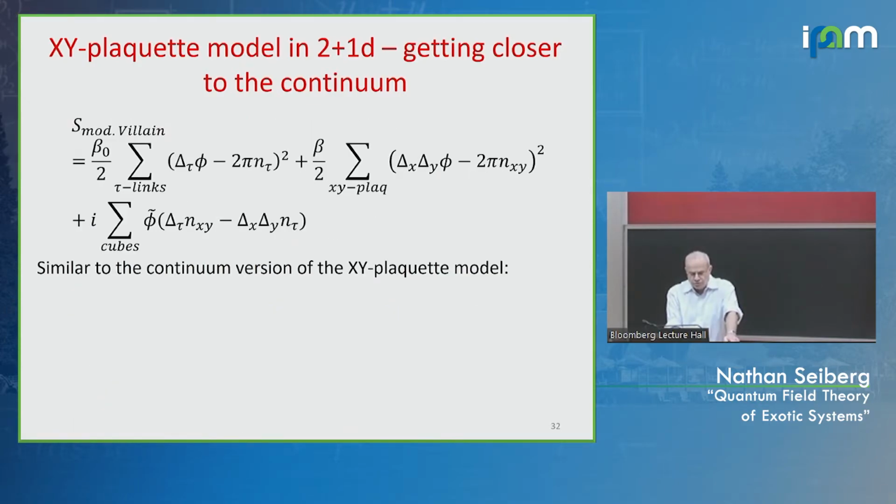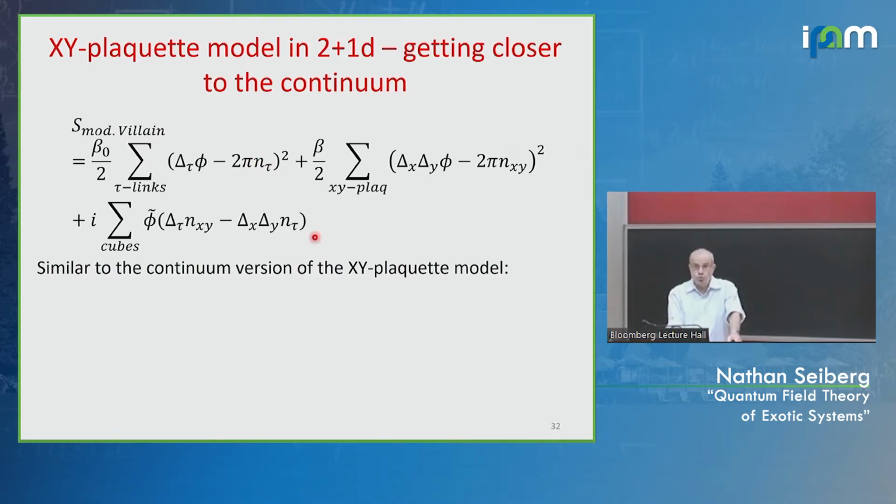So, this model, I did promise some references during the talk. So, this is the model we're going to study. These two terms exist in the ordinary Villain formulation. They reflect the cosine of delta tau phi and the cosine of delta x delta y phi in the original model. And this is the term with the Lagrange multiplier that sets the curvature to be 0.